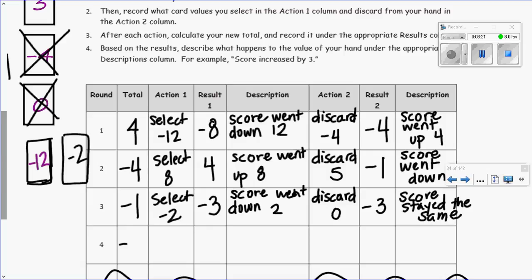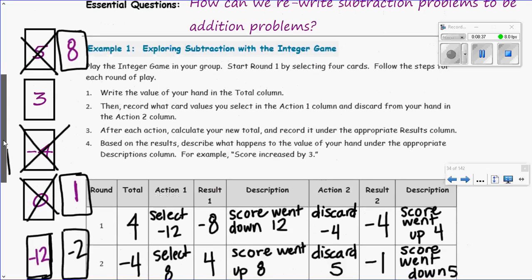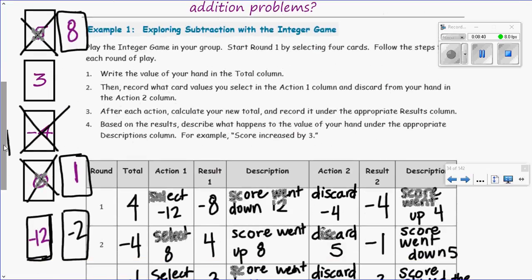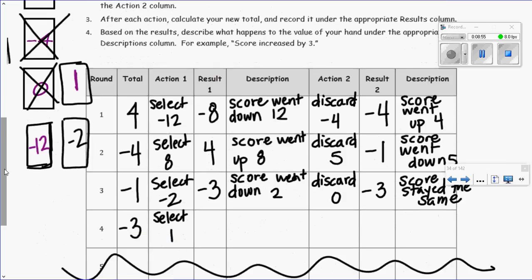Okay, and then that negative 3 is what starts us on round 4. And for our last selection, I'm going to have you select a positive 1, a positive 1. So let's write in there, select 1. Okay, now figure out those cards that we haven't discarded yet. We have 8, 3, 1. Those are all positive if you want to kind of go with a pattern there. 8, 3, and 1, that makes 12. And then we have negative 12. There's a hint for you. The answer here is negative 2.